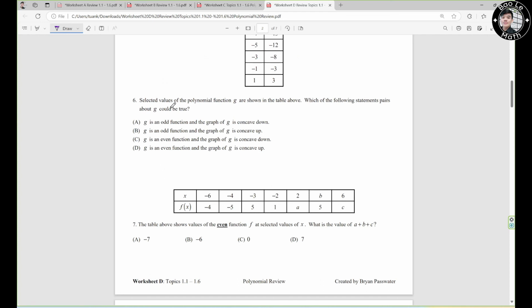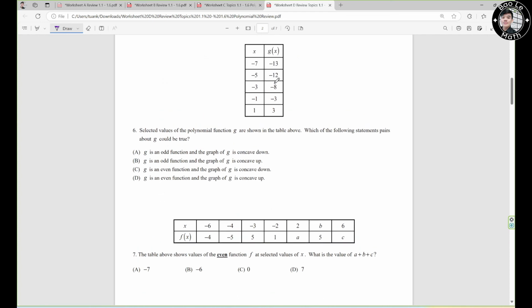Now look at number 6. Given this table, which of the following statements about the function g could be true? The function g is an odd function and the graph of the function g is concave up. So we need to find the average rate of change. On this side right here, we add 2, add 2, add 2, and add 2. On the right hand side, we add 1, add 4, add 5, add 6.